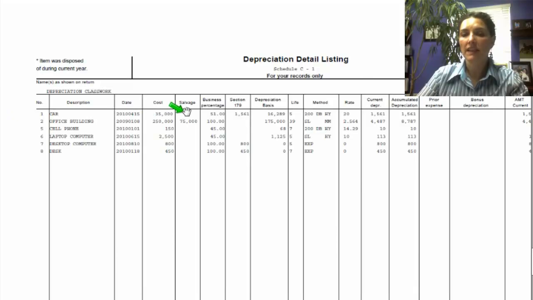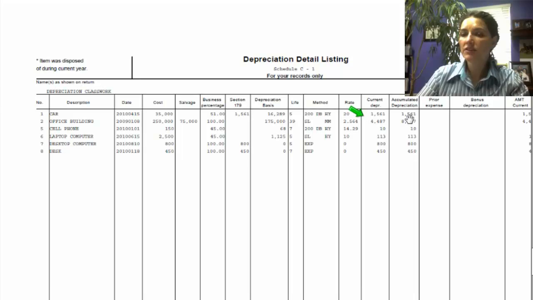We subtract out the land value, and of course the business use percentage is 100. The depreciable basis is $175,000, 39-year life, straight line mid-month convention. If we take $175,000 and divide that by 39, we're going to get $4,487 as the current year deduction.